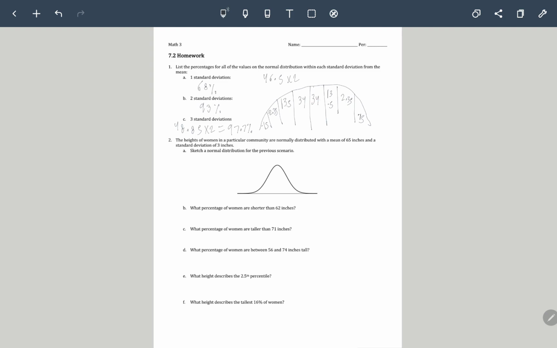All right. Now that we understand this is our mean, and these are our standard deviations above and below the mean, right? Now we see that, okay, the height of women in a particular community are normally distributed with a mean of 65. So instead of the 0 here I would draw 65, right? And it says standard deviation of 3 inches. So when it says that, I instantly, okay, let me just draw the 34. I instantly do like, okay, what's 3 plus 65? 68. And I'd keep adding that.